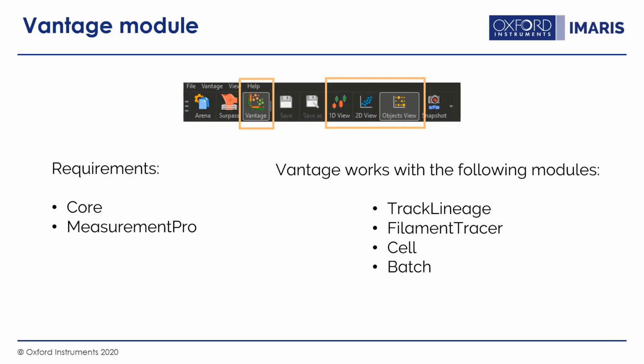Vantage is a module that requires the Core and Measurement Pro, and Vantage works with the following modules: Track Lineage, Filament Tracer, Cell, and Batch. You find the Vantage menu on top of the toolbar next to Surpass, and once you click on Vantage, you will have the Vantage 1D view, 2D view, and object view available.